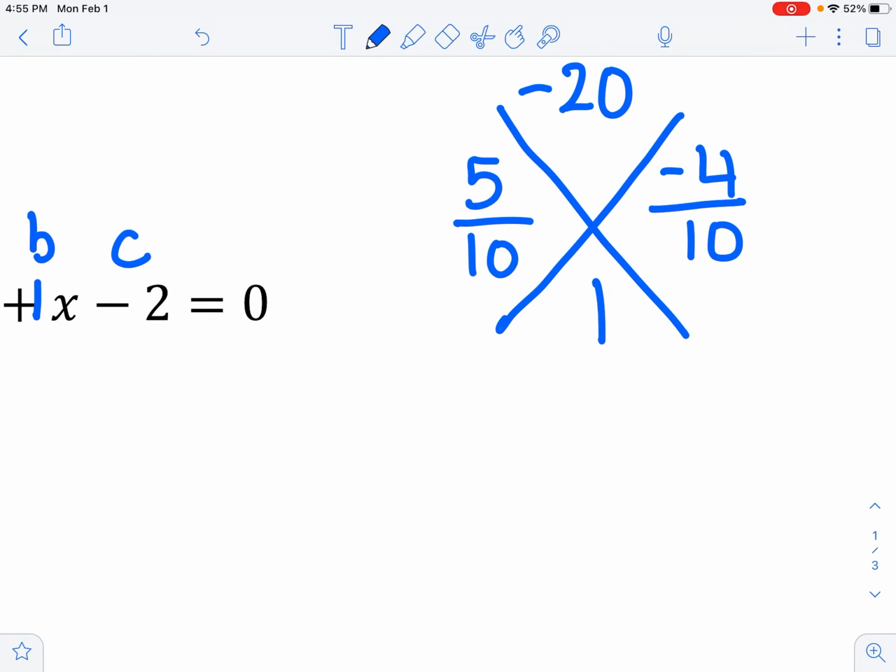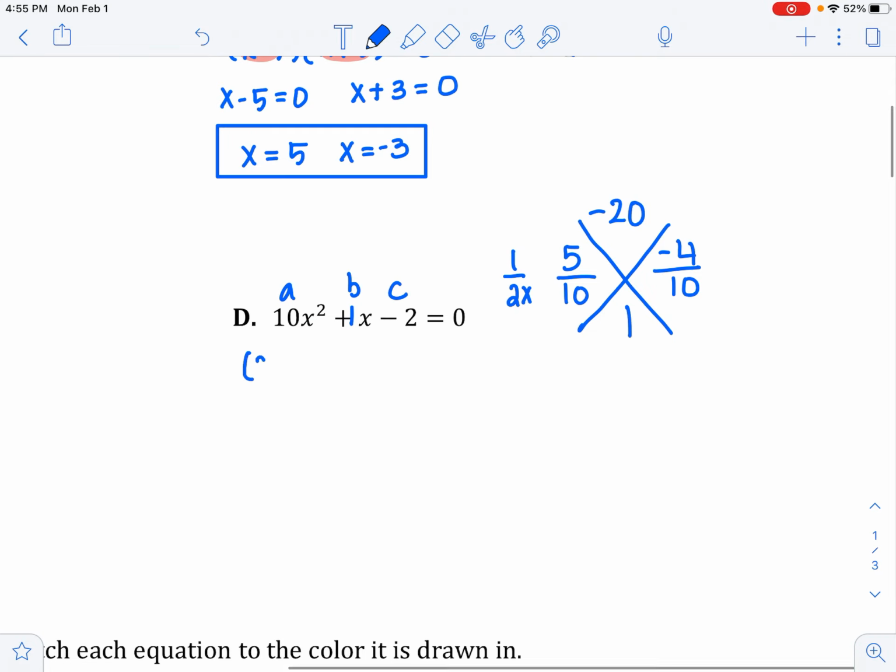Both of those fractions are simplifiable. 5 goes into both the numerator and denominator once, twice. So this is your 2x plus 1.